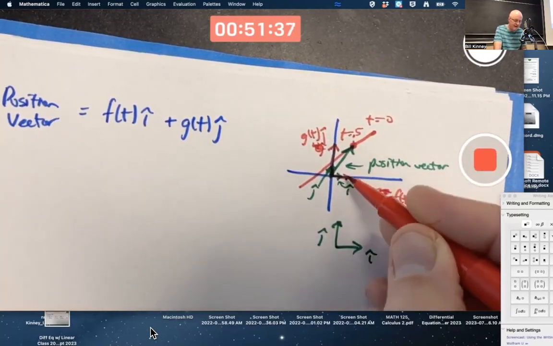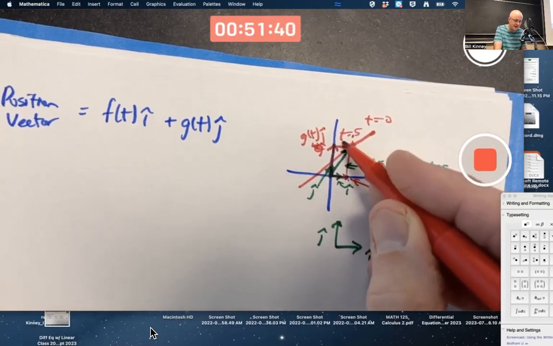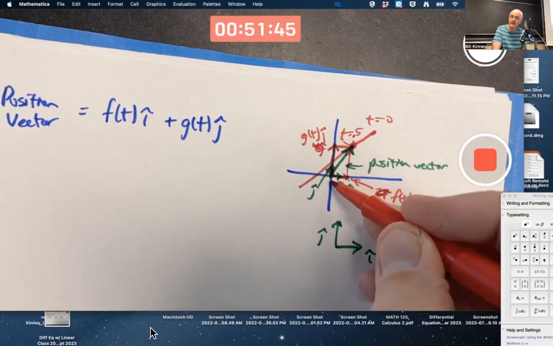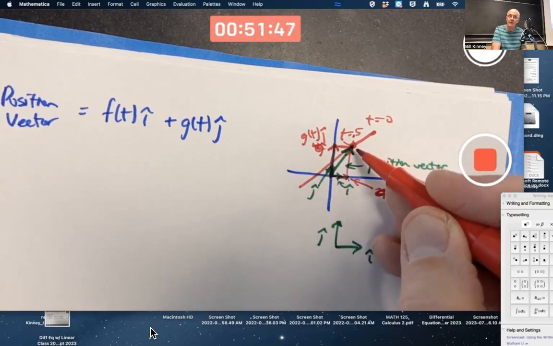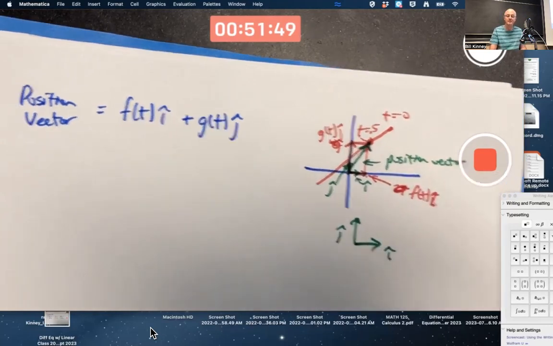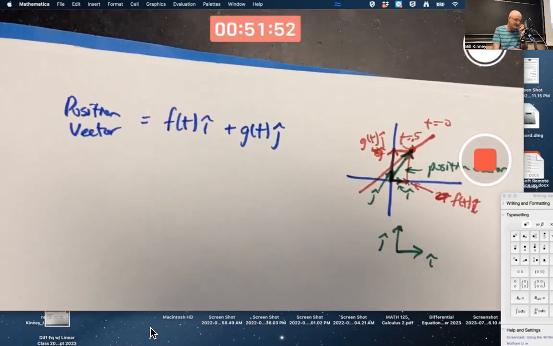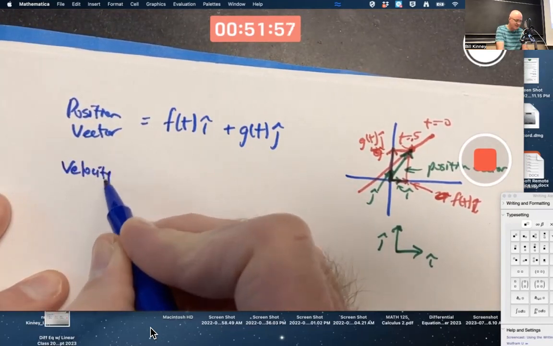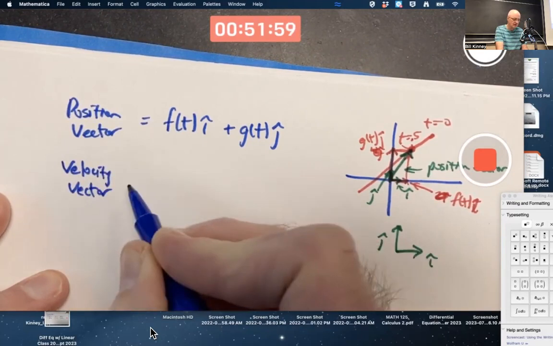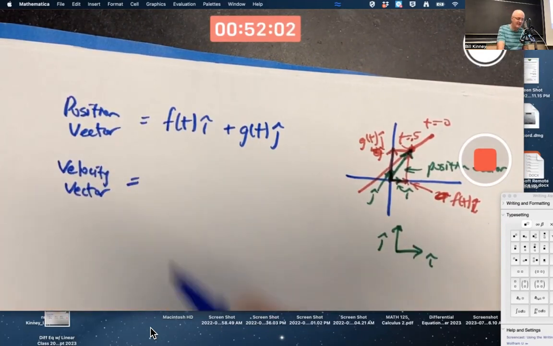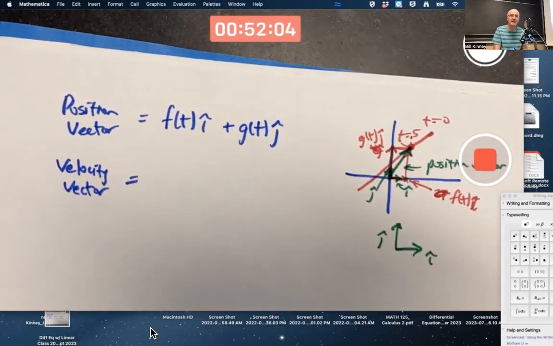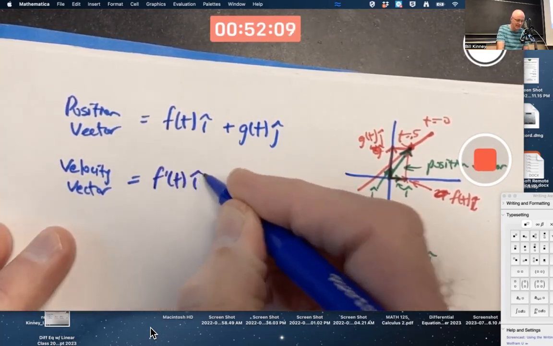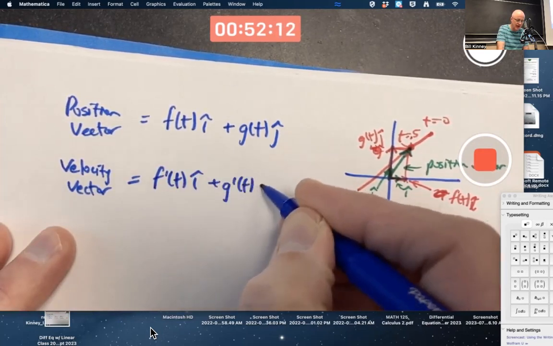And the position vector itself is a sum of those, in the sense that if you make a rectangle like this, the position vector goes from the lower left corner at the origin to the upper right corner at the location of the bug when t equals 0.5. Based on this position vector, I can find something called the velocity vector, by differentiating f and g and putting those things in front of the i hat and j hat. f prime of t times i hat plus g prime of t times j hat.